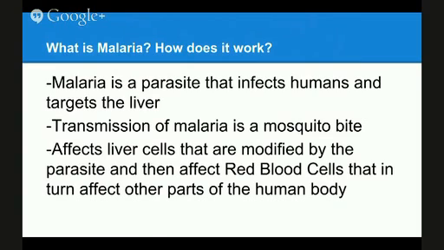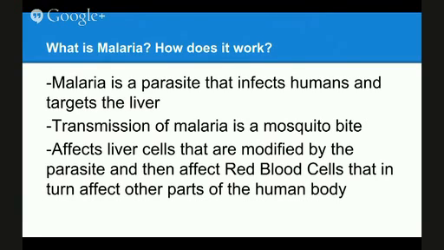So malaria is something that affects us worldwide, and the reason why malaria in Myanmar is so important is because it's resistant to drug treatments. So it could cause many deaths.